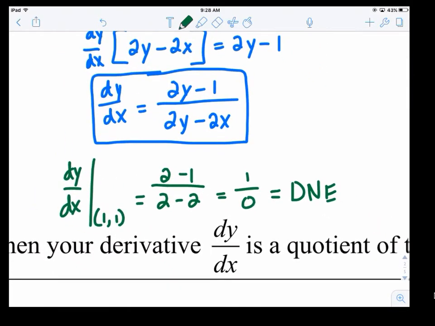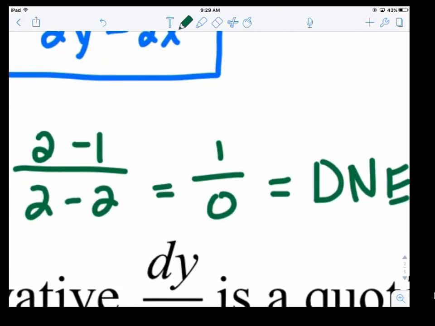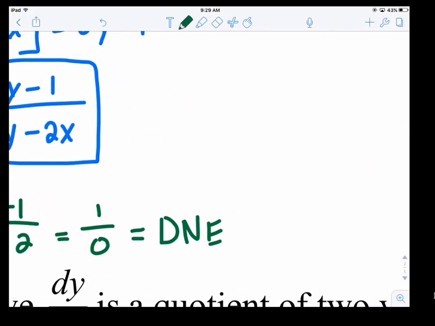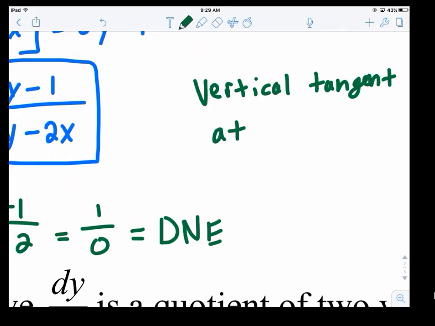So what does that mean if your slope is undefined at a particular point? Not vertical asymptote, but no, you're right with the vertical, just not the asymptote part. Right. So you have a vertical tangent at 1, 1. All right, so anytime you are doing an implicit derivative and you get an undefined, this is telling you you have a vertical tangent at 1, 1.